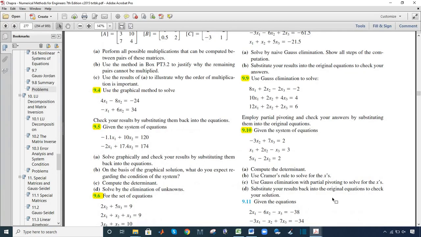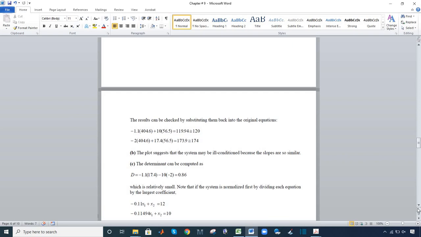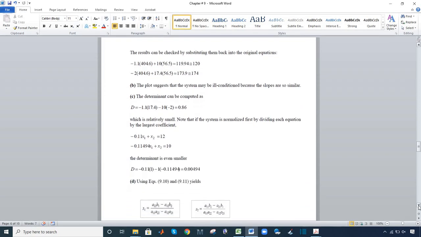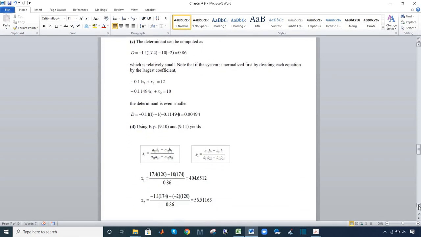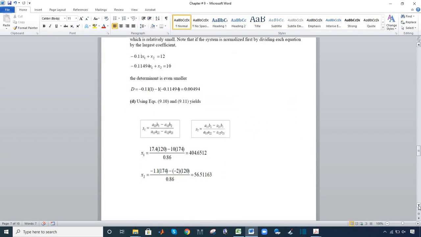And then solve by elimination of unknowns. This is the method which is explained in this book. The method of elimination of unknowns. You have to apply two formulas for this method, equations 9.10 and 9.11 in the book. By using these equations, this method is explained here.